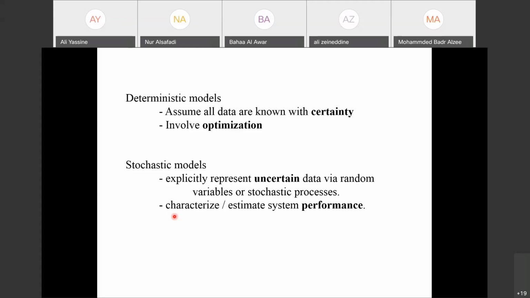On the other hand, the stochastic models, which we will obviously not discuss in this course, usually require knowledge of probability because the quantities used in the formulation are usually expressed as probability distributions. And normally, the objective of such models is to understand or estimate the system performance rather than to maximize or minimize a quantity.